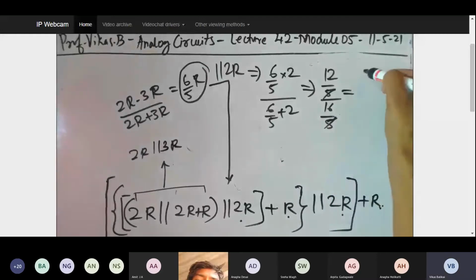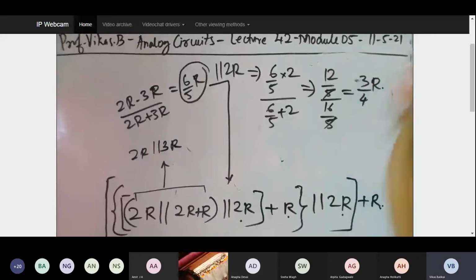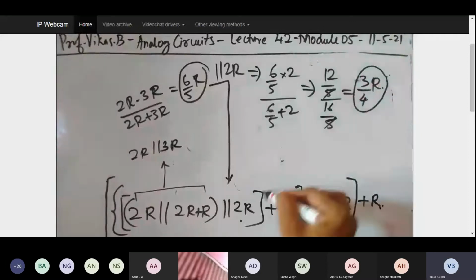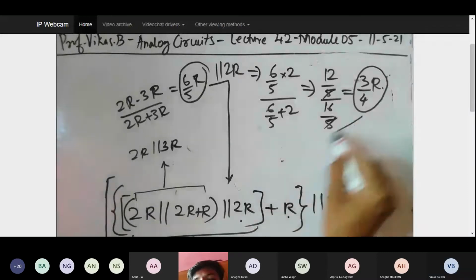This leads to 12 by 16, so that will be 3 by 4 R. So now 3 by 4 R is the value up to here. This entire result I got as 3 by 4 R, again the result is 3 by 4 R. So this is what I wrote over here.